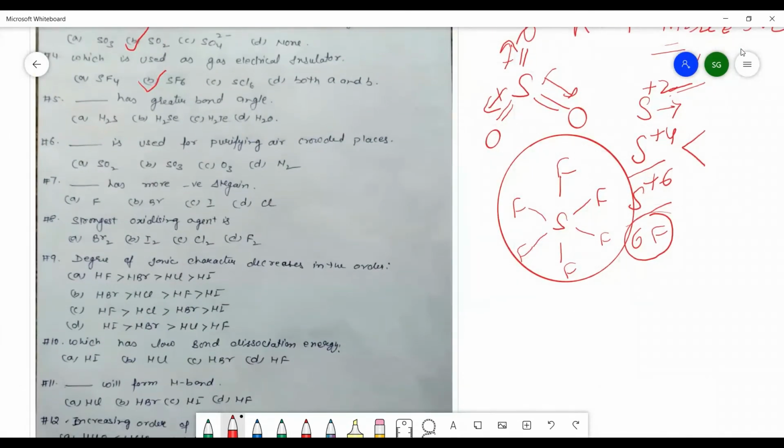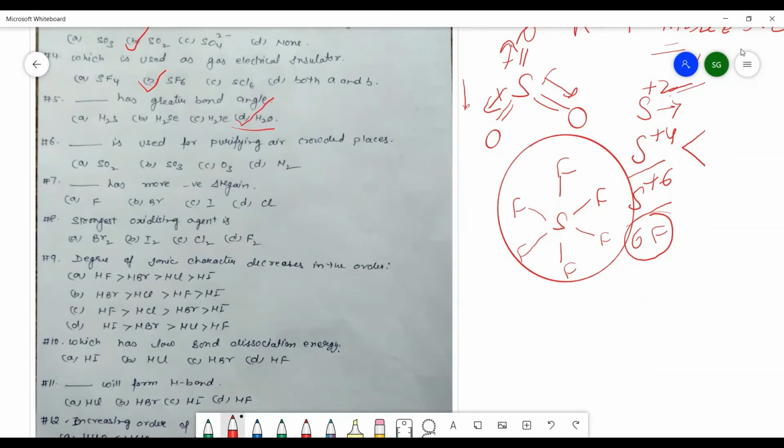Next is dash has greater bond angle. Now in greater bond angle, you will find that these are the hydrides of the 16th group elements, and down the group the electronegativity of the central atom decreases, and because of that, bond pair repulsion decreases. So H2O has the greatest bond angle among all these hydrides.